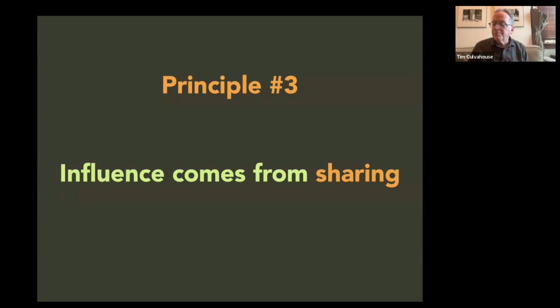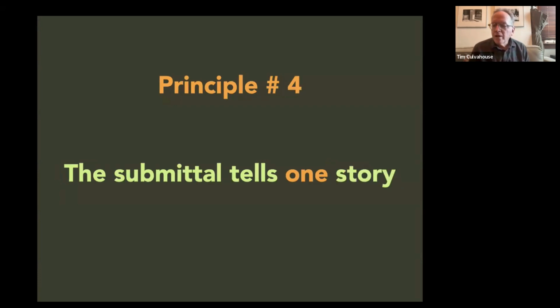We'll talk about more effective ways of sharing as we go along, but first, let's look at what counts as significant accomplishment. Your fellowship submittal can only tell one story. Doing that can be challenging since architecture is such a multi-headed beast, right? But fellowship doesn't typically honor the well-rounded architect.